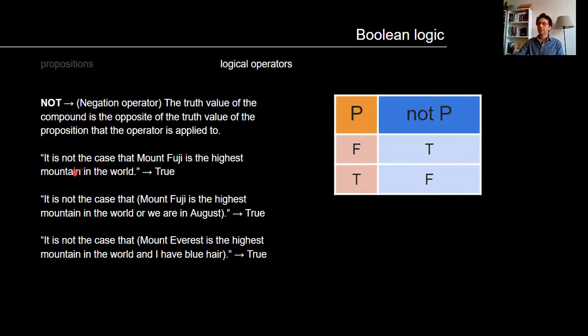So in order to understand whether this sentence is true or false, I separate "it's not the case that" as an operator from the rest of this sentence, and the rest of the sentence I call P: Mount Fuji is the highest mountain in the world. It's false. I know that it's false because science tells me that. I look at the truth table where P is false, and I see that not P is true. So when P is false, not P is true. When P is true, not P is false.